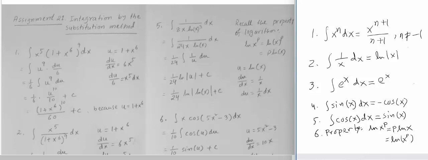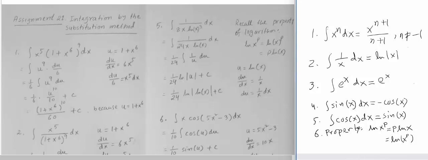Then the integral of e to the x will be e to the x. Sine x will give you negative cosine x. Cosine x gives you sine x. And I just write one property that if you see any exponent on the argument for logarithm, so that you can move in front, it's not the derivative or integral. It is by the rule of logarithmic properties.